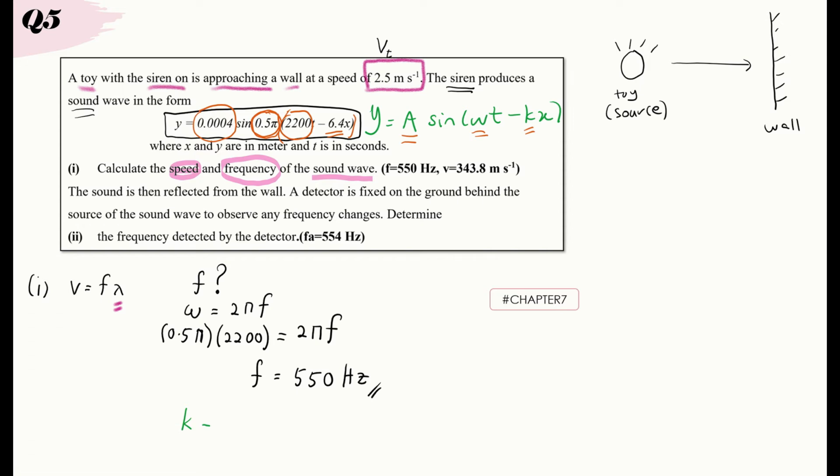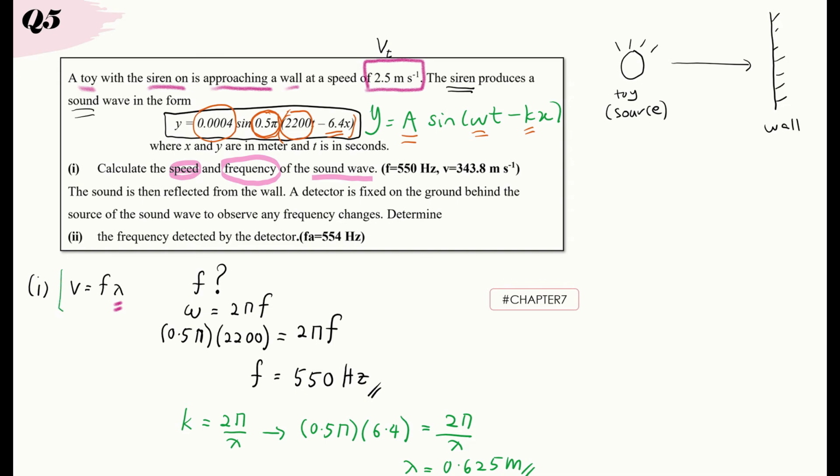Then we have to also find our lambda, and lambda can be acquired from the equation of k. From the equation, k is equal to 2 pi over lambda. Then we make the substitution. Our k is 0.5 pi times 6.4, which is equal to 2 pi over lambda. Then your lambda is supposed to be 0.625 meter.